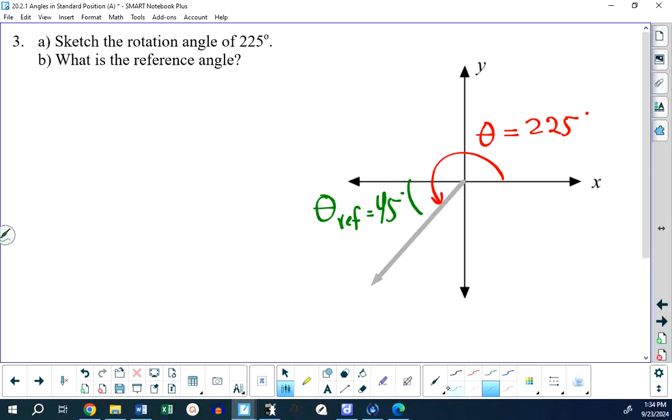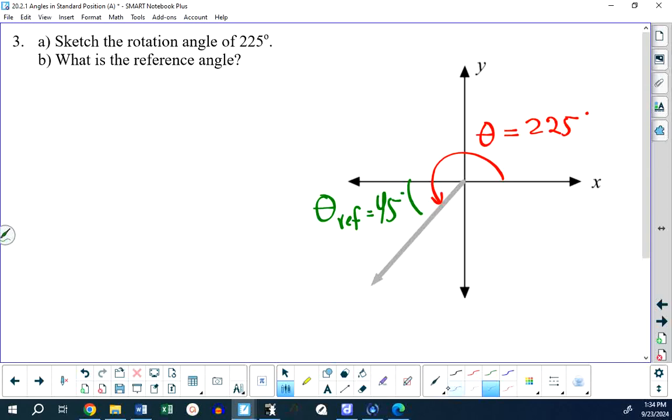One of the reasons why we need to know about the reference angle and its relation to rotation angles is when we solve trigonometric equations, and we will later in this unit, you're going to have a step that involves using your calculator to find an angle. And the angle that your calculator will spit out to you will not always, in fact very rarely, be the rotation angle, which is what we're after. It will tell you the reference angle.